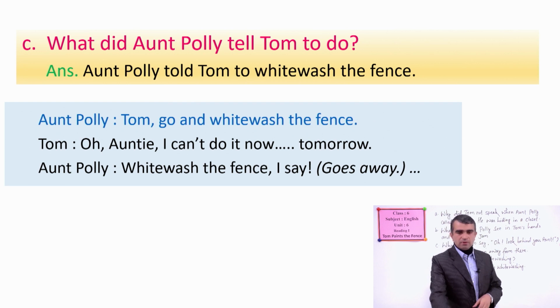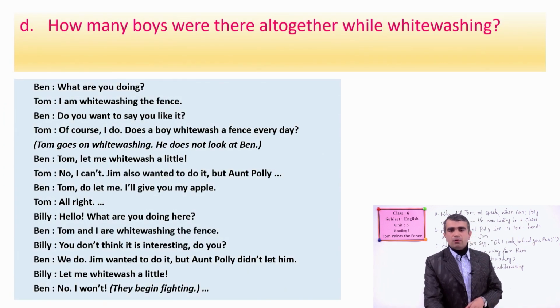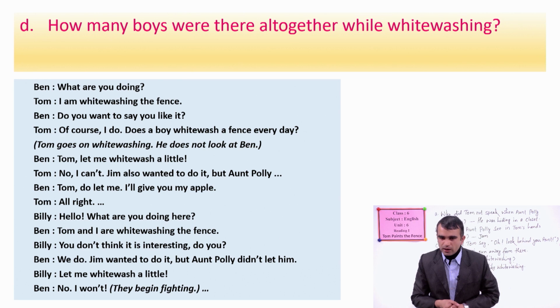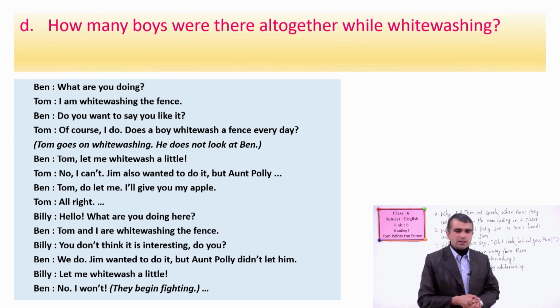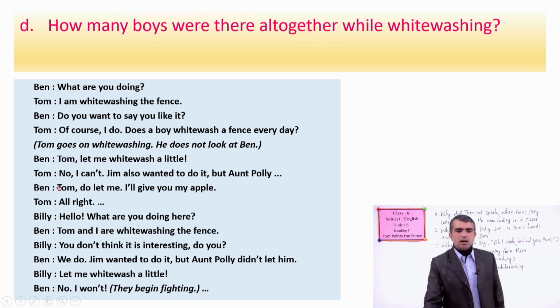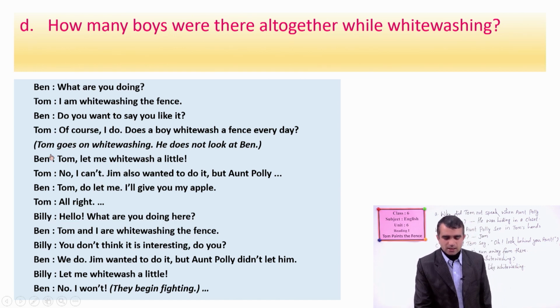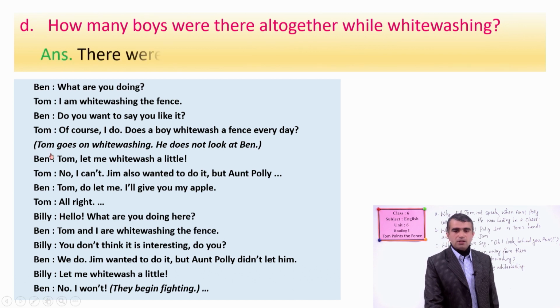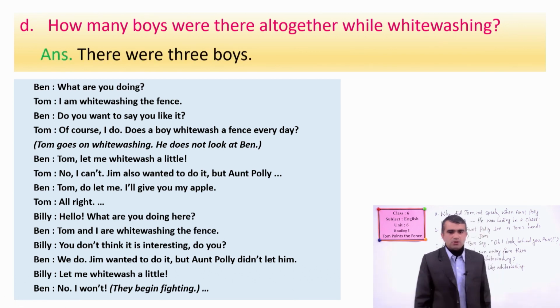Good. Number D, how many boys were there altogether while whitewashing? Aunt Polly was not a boy. Who are the boys? You can count here. Ben, Tom, and then Billy came later. They also talk about Jim, but is Jim there? No, he is not present. He doesn't speak. So altogether how many boys are there? Yes, 3 altogether. There were 3 boys, or just 3 boys you can write.